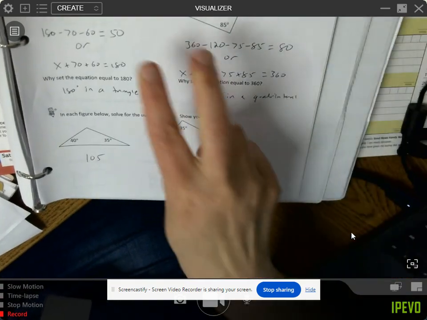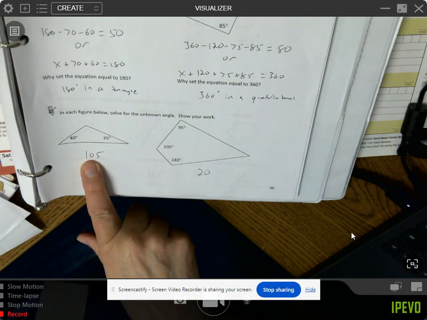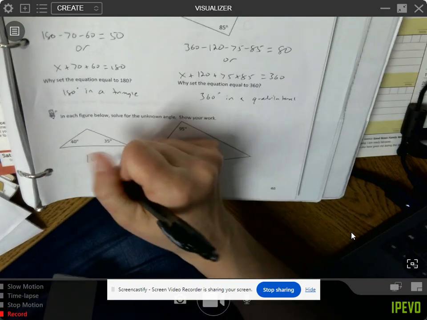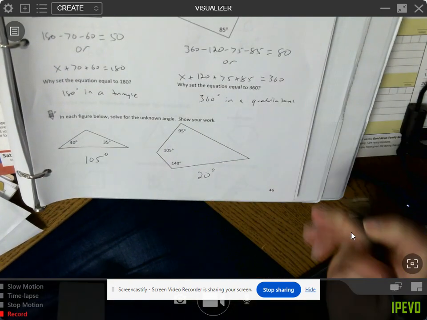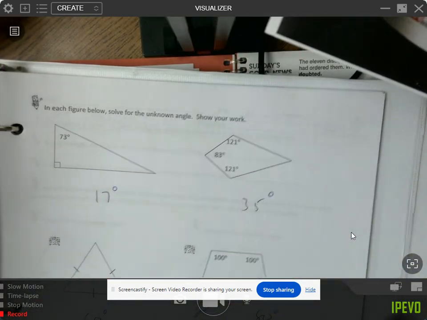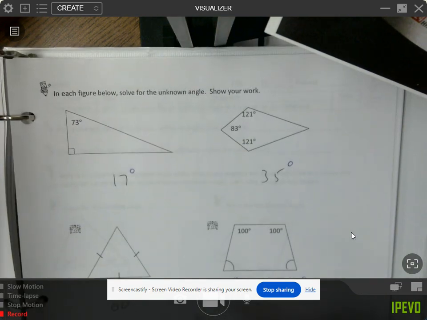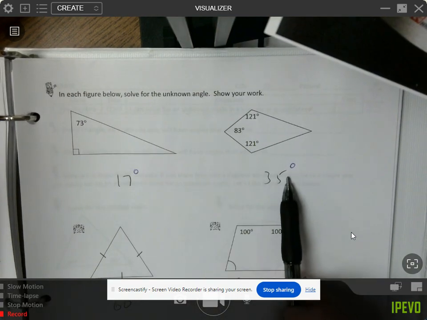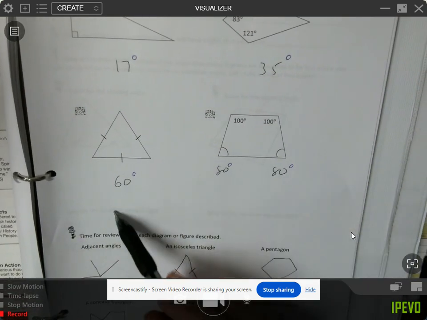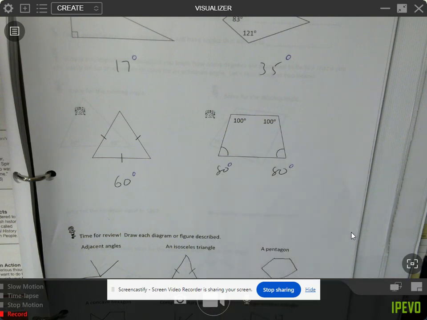We did the top two together. The bottom two. The triangle is missing a 105-degree angle, and the quadrilateral is missing a 20-degree angle. On our second page, we are missing a 17-degree angle, a 35-degree angle, a 60-degree angle, and these two are both 80 degrees. They are congruent. They need to be the same.